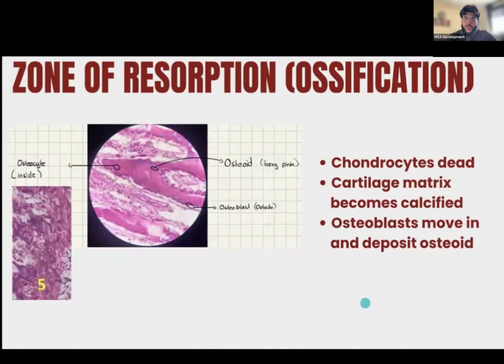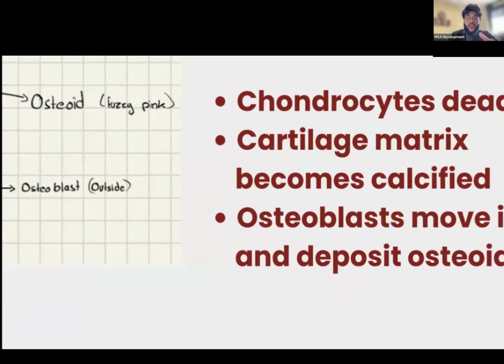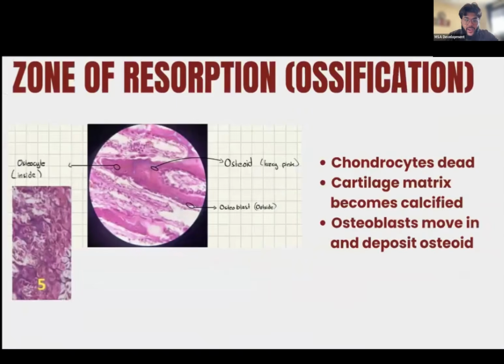Next up is our final zone, which is our zone of resorption. Over here, the chondrocytes are dead. There's no cartilage matrix. The cartilage matrix becomes calcified, and it basically serves as the location where your new bone will start to form. And osteoblasts will start to move in to deposit your osteoid. And blood vessels, due to the VEGF, will start to invade this zone.